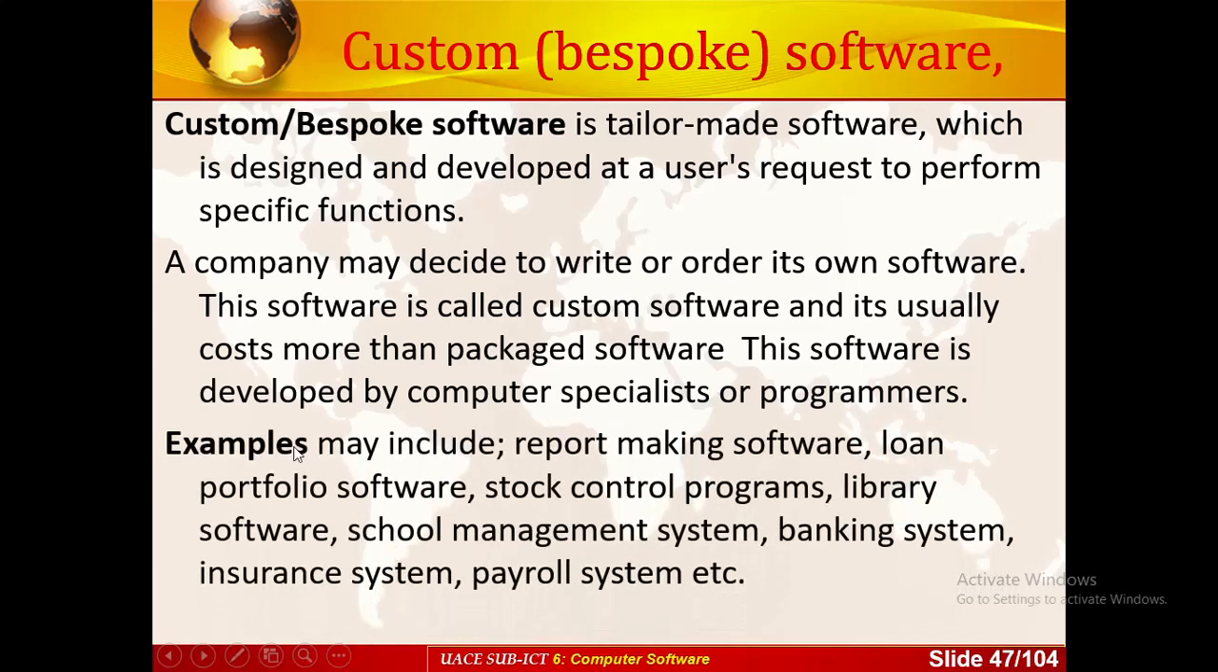Remember, application software is always designed to do specific tasks. In the same way, you can look at custom-made software. You make an order for it so that it can do what you really need it to do for you. Examples include report making software, loan portfolio software, stock control programs, library software, school management system, banking system, insurance system, payroll system. These are all custom-made software which you have to order so that they can design a software, a program, a system for you.